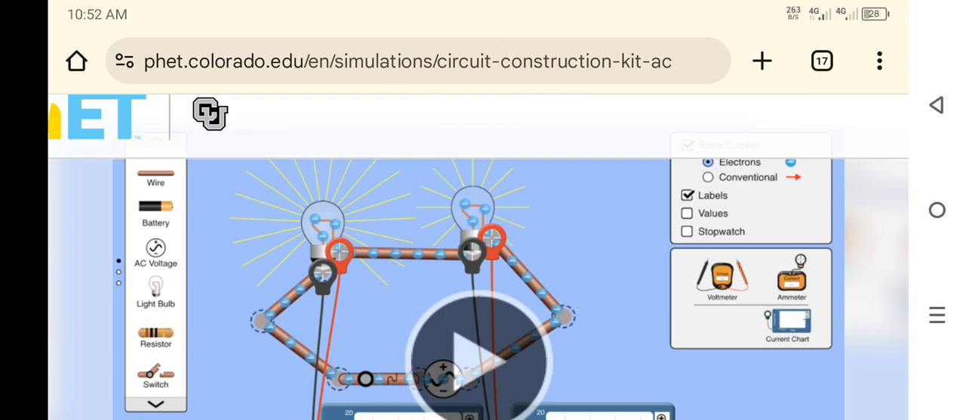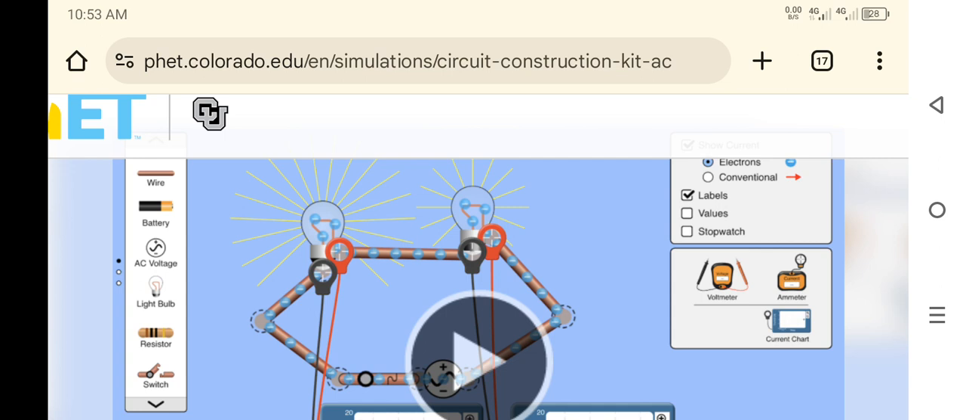We are going to see another virtual experiment by using Colorado PHET simulations. I've told you that you can use these Colorado PHET simulations as an alternative way when you don't have well-equipped physical laboratories. These virtual simulations have different topics in physics, mathematics, biology, chemistry, and other sciences.